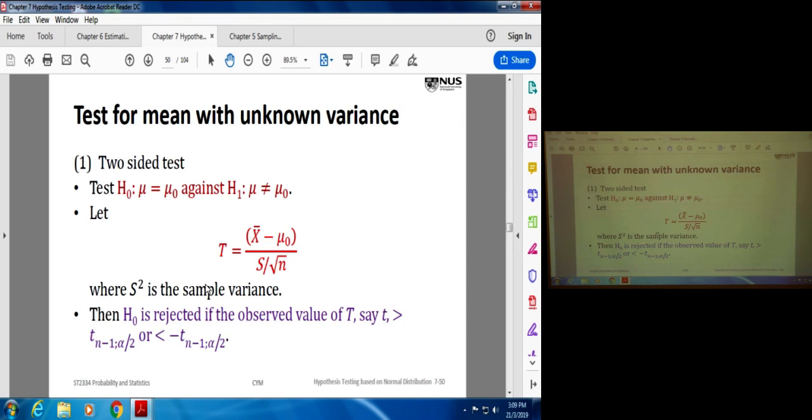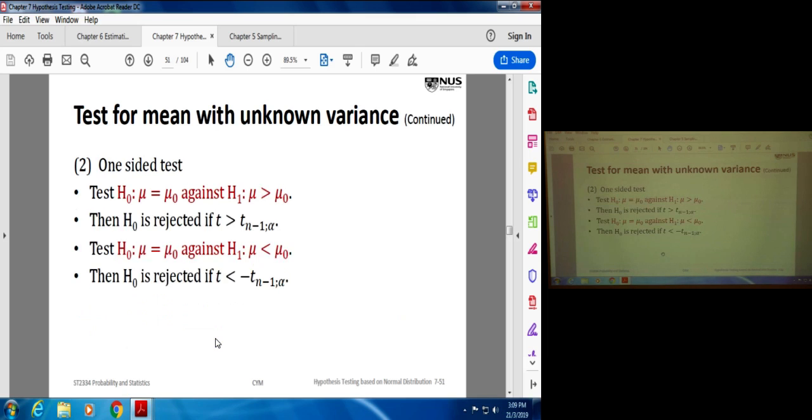So again, to ensure that the size of the test is alpha, what we're going to do is reject the null hypothesis if we exceed t on n minus 1, alpha over 2, or if we are less than minus t on n minus 1, alpha over 2. So remember, the t distribution has a symmetric PDF.